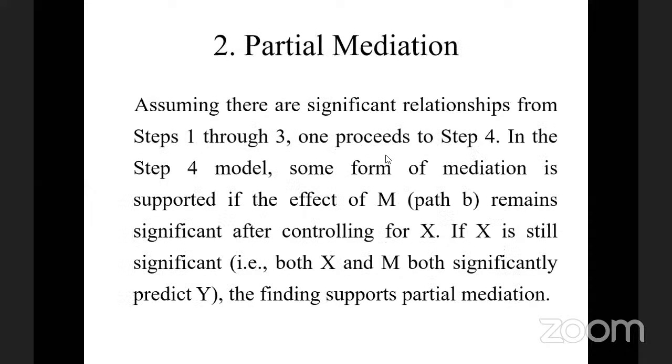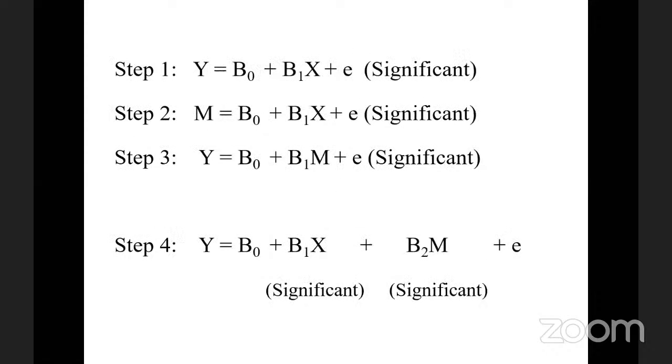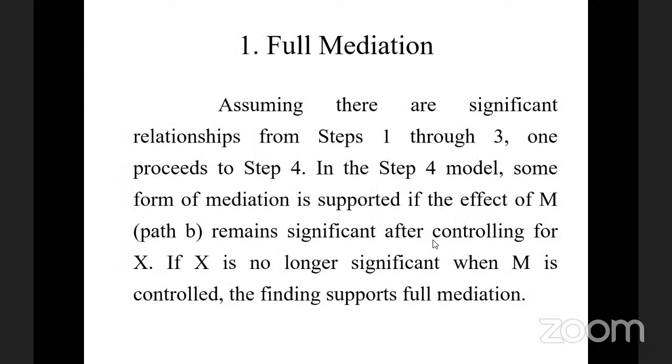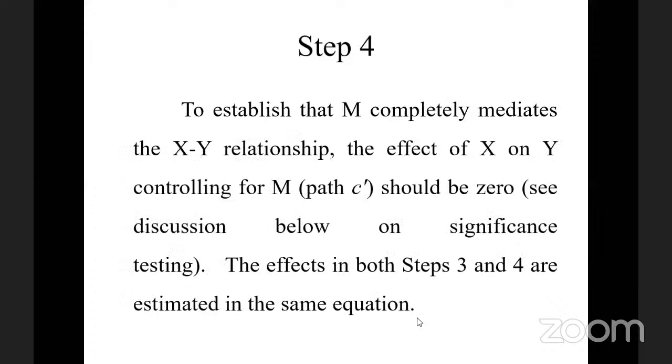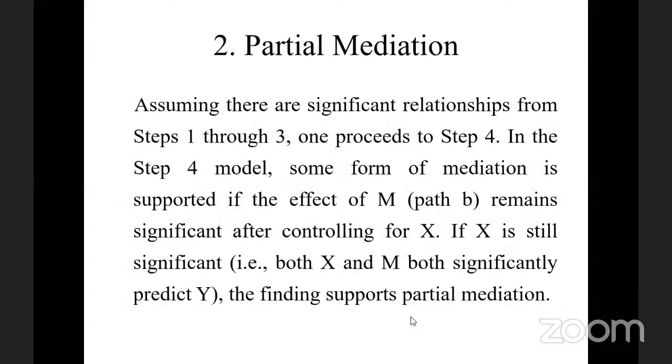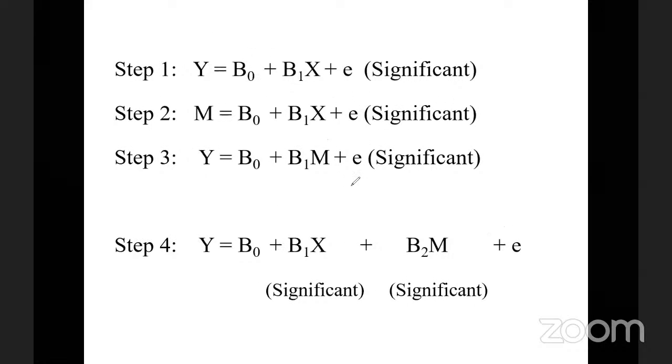So in a partial mediation, you can see the first thing is that y is the dependent variable and x is the independent variable. In the first step, the relationship between the two variables should be significant. Okay, so it is significant.